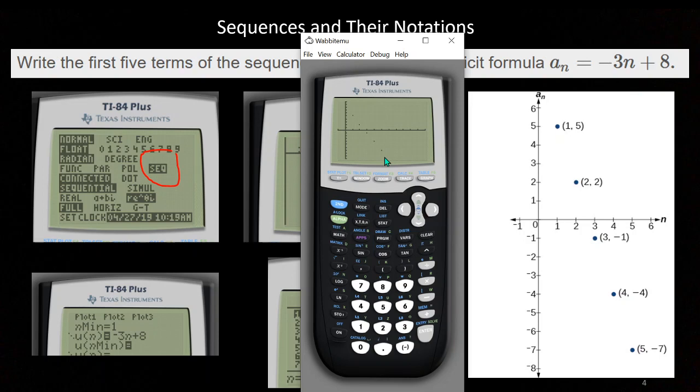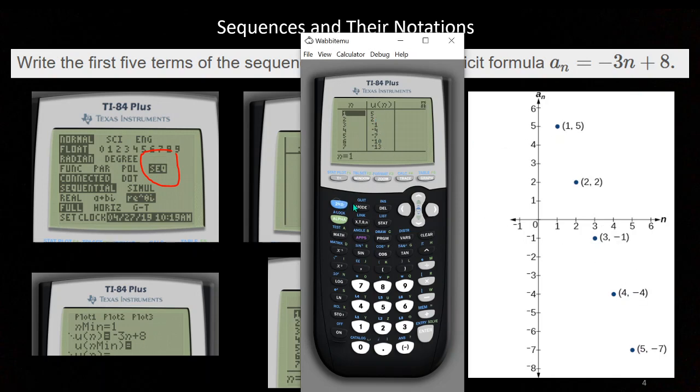Now, what if you want the actual values? Well, you can go to table set and set your table to start from 1, step 1, and make sure it's auto, and then go to second table, and right there. So these are 5 of them. These numbers are actually the same as the numbers that we have here. When n is 1, u of n is 5, and so forth.